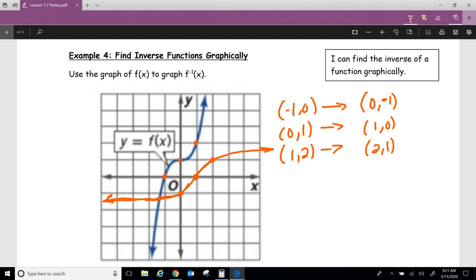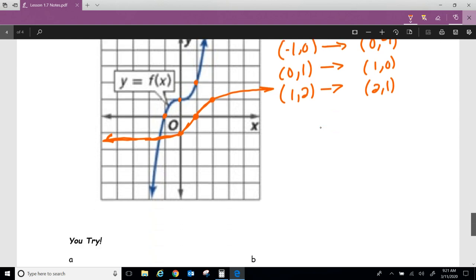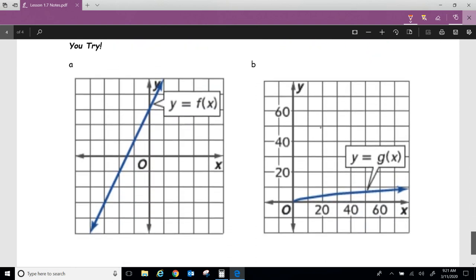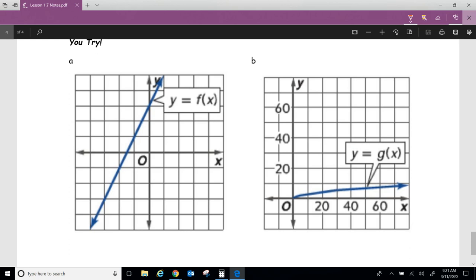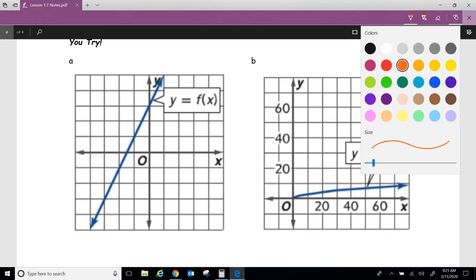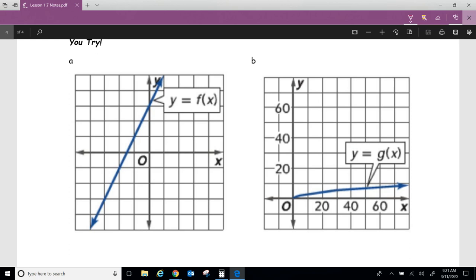And so our cubic function has kind of a sideways cubic look to it when we find the cube root, which is its inverse. All right, you go through the same steps. Pick out a couple of good points, switch the x's and y's. Go ahead and pause your video, come back when you think you have it drawn correctly, and we'll go through it together.